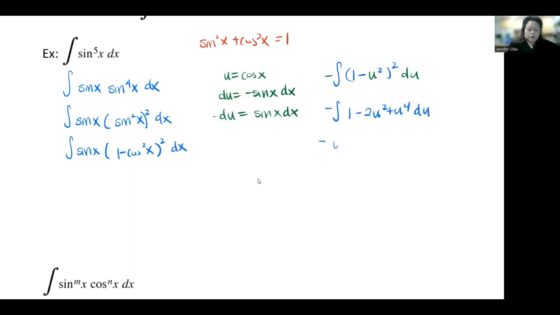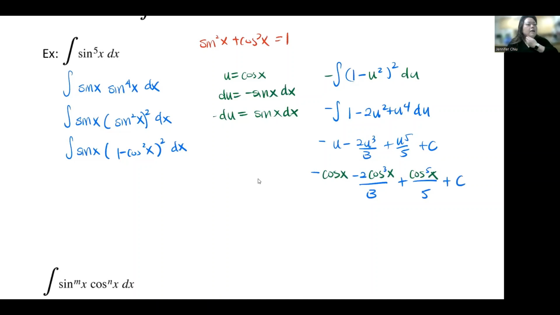So negative u minus 2u cubed over 3 plus u to the fifth over 5 plus c. And so go ahead and put your u back in, because this is u and not x. You want to put your x back in. So you have negative cosine x, minus 2 over 3 cosine cubed of x, and then plus cosine fifth power x, and then don't forget your plus c.